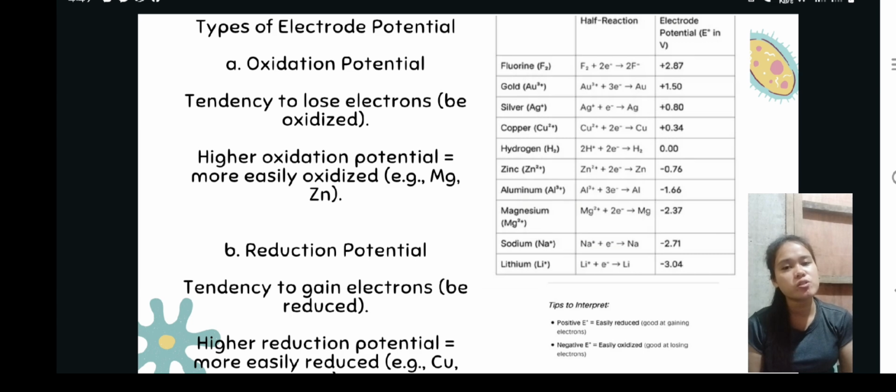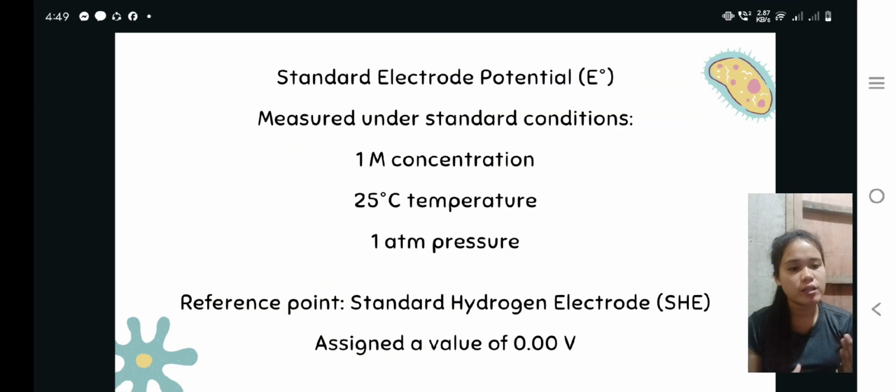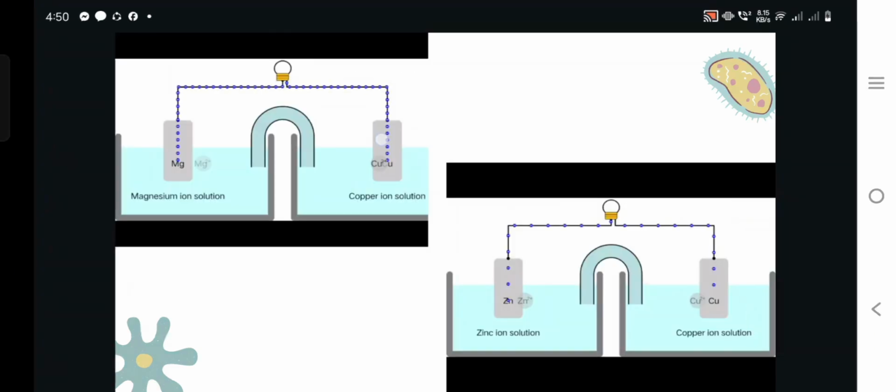So in measuring the electrode potential, you must consider the standard electrode potential. Like the 1 M concentration, the room temperature must be 25 degrees Celsius, and the pressure is 1 atmospheric pressure. And the reference point, standard hydrogen electrode, assigned a value of 0.00 voltage.